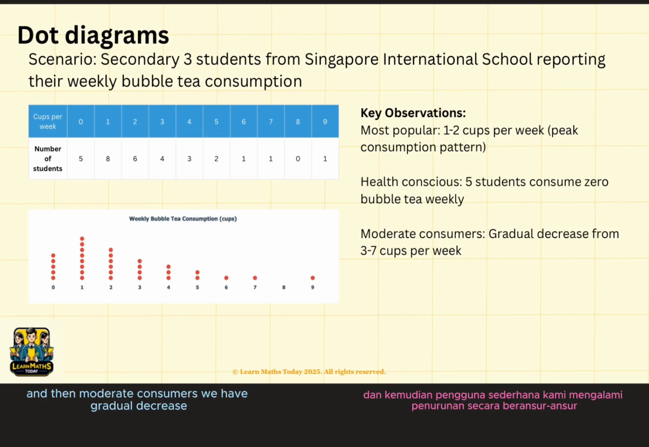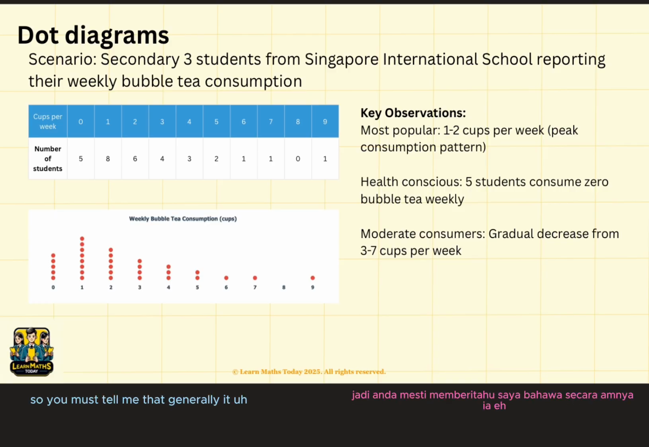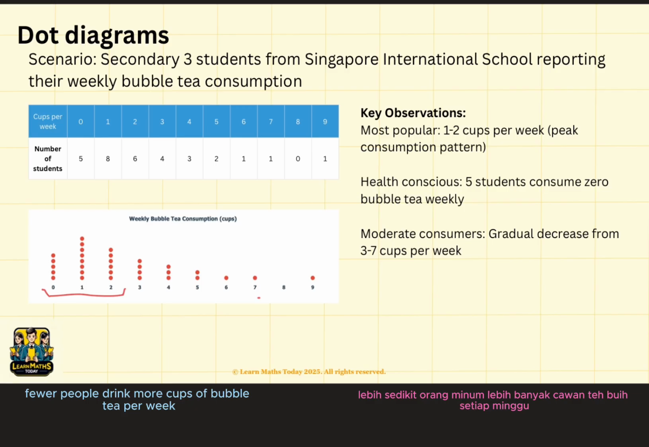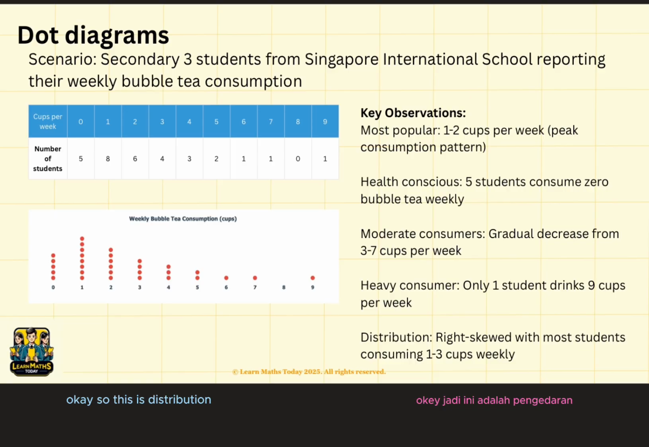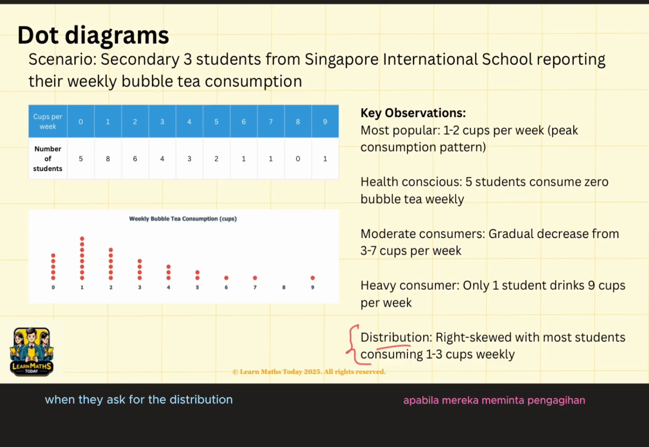And then for moderate consumers, we have a gradual decrease. So basically you're describing a trend, which is very important. You must tell me that generally it concentrates around 0 to 2, then it starts to decrease quite steeply from 3 to 7, then eventually fewer people drink more cups of bubble tea per week. And then heavy consumers, we can talk about it. So we talk about basically the general trend, and the small, medium, and large heavy consumers. This is the distribution. This is basically what we need to write for our exams when they ask for the distribution. These two are very important statements.